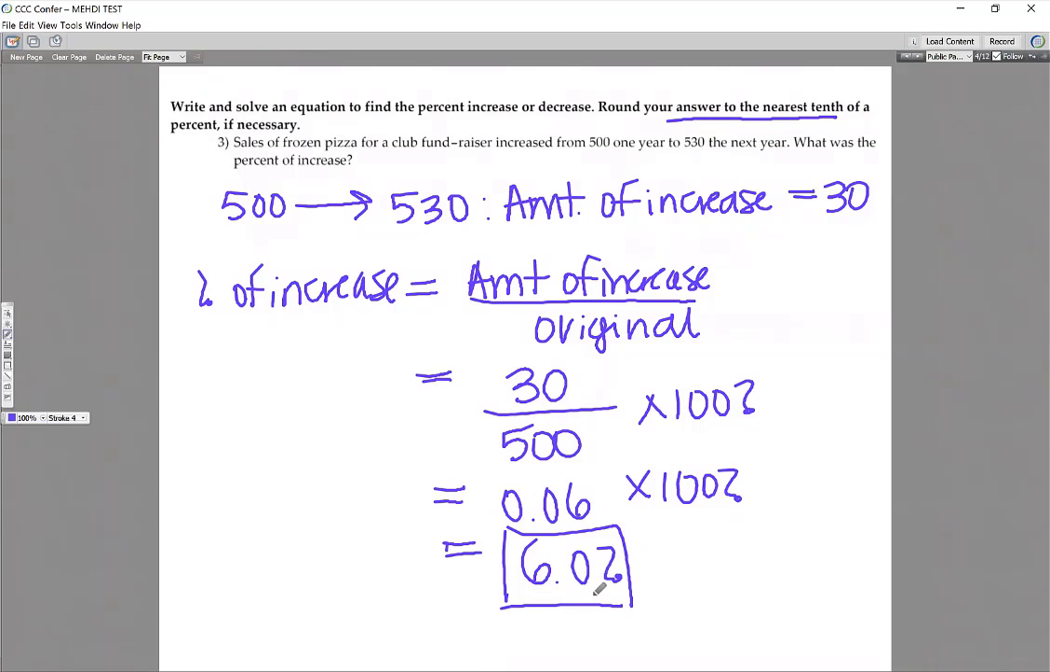We see that in the tenths place, there's a 0, so there's no need to round. So I'm just going to leave it out to the tenths place. So we have 6% as our answer for number 3.